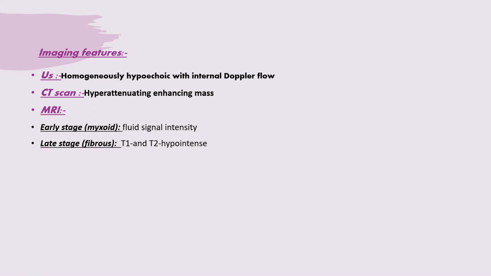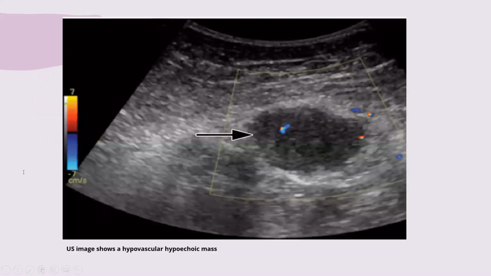This is the ultrasound image of a hypovascular hypoechoic mass of desmoid tumor. The axial CT image shows a hyper-enhancing abdominal wall mass centered in the left rectus muscle.